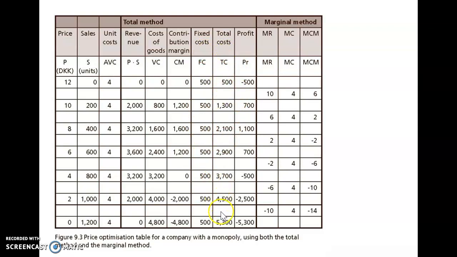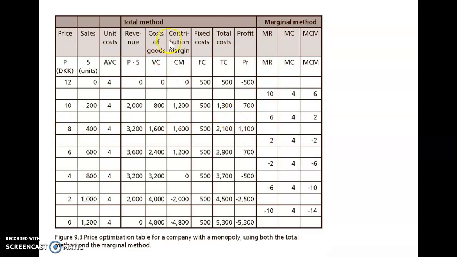And then you can calculate the total profit, because you can say total revenue minus the total cost. It will give you the profit. So if you see here 2000 in total revenue minus 1300 in total cost, it gives you 700. And if you look at this, you can see that the highest profit is at a price of 8. Then you will sell 400 units and you will have a profit of 1100.